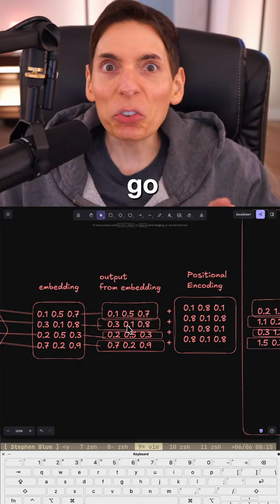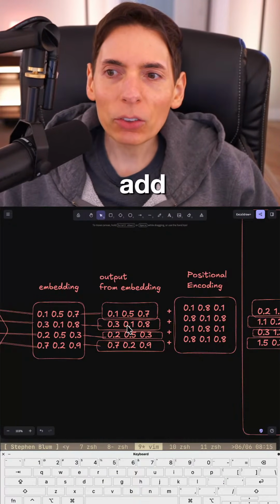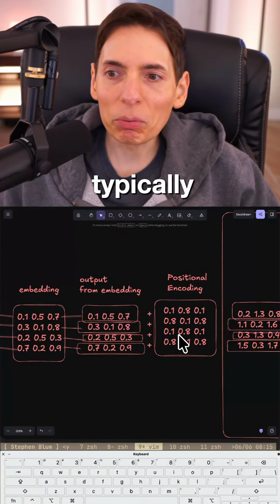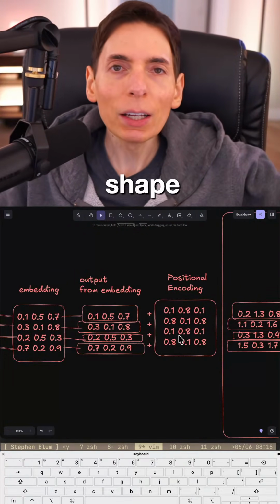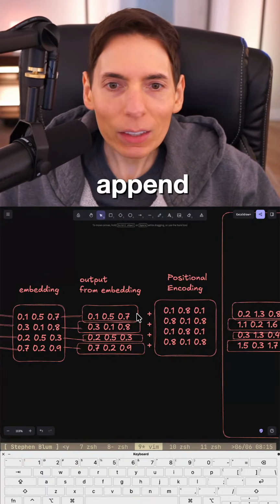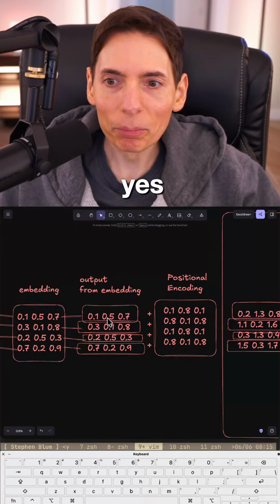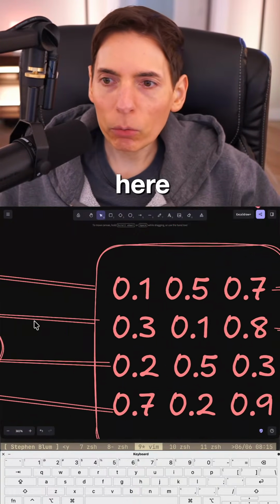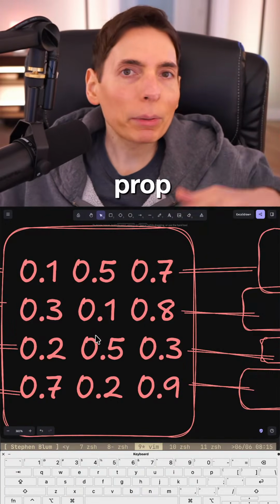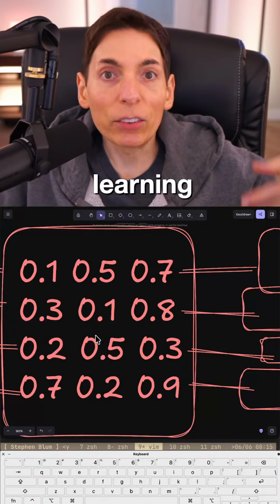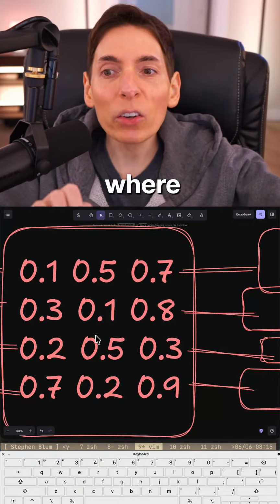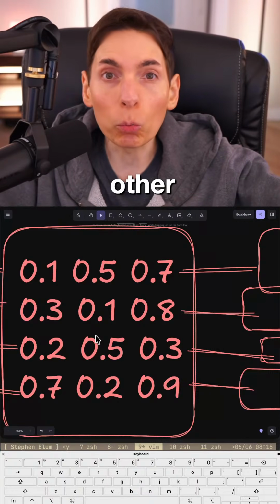But we can go a step further. If we want to scale it up, we can add something called positional encodings. These encodings are typically sinusoidal or some sort of geometric shape that can represent a position. We append these numbers. Is it random numbers? Yes, these are. So these numbers right here will be random. And as we do backpropagation later, which is just the learning process of the model, these numbers will slightly update based on where they are being seen in relation to other words.